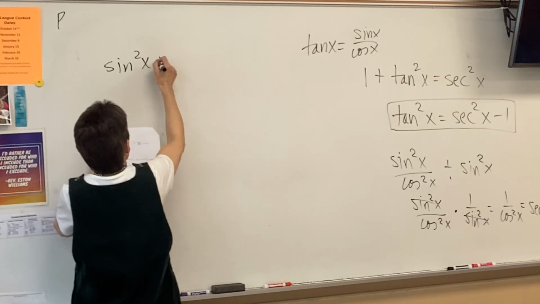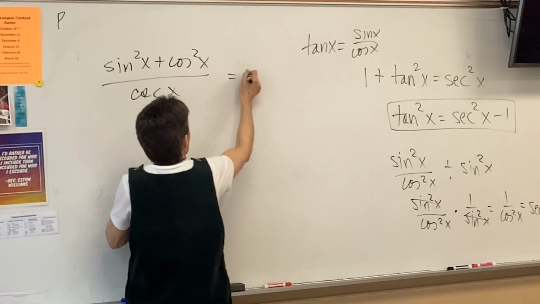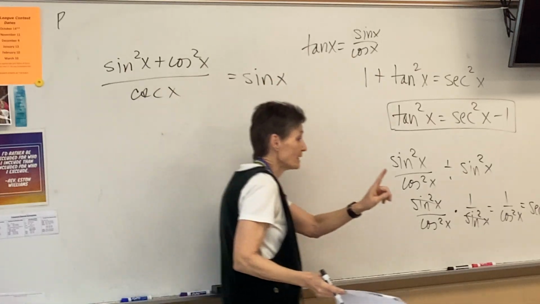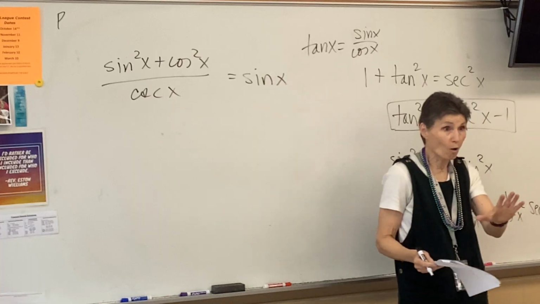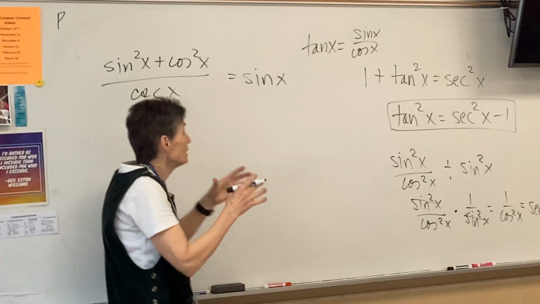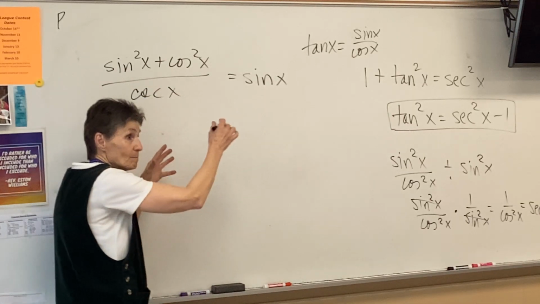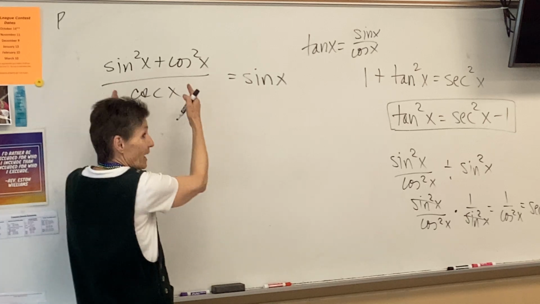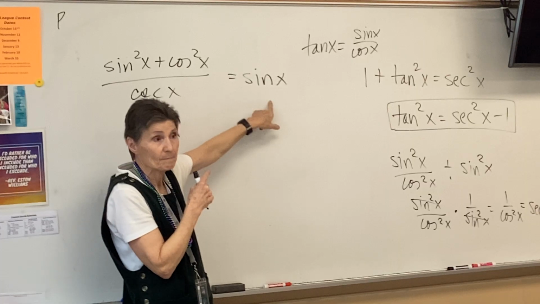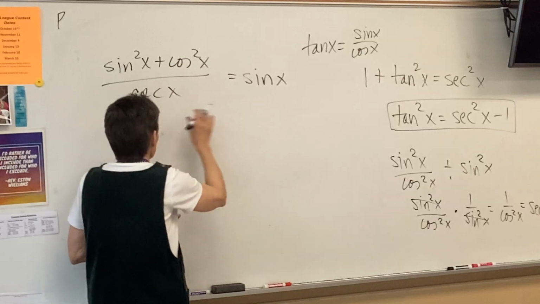Sine squared plus cosine squared over cosecant is supposed to equal sine. So this is not an equation that you are solving. You're proving that this will simplify into that. It's like saying simplify this, but you know that is the answer you're supposed to end up with. Okay? So we're not gonna mess over there, we're gonna mess over here.